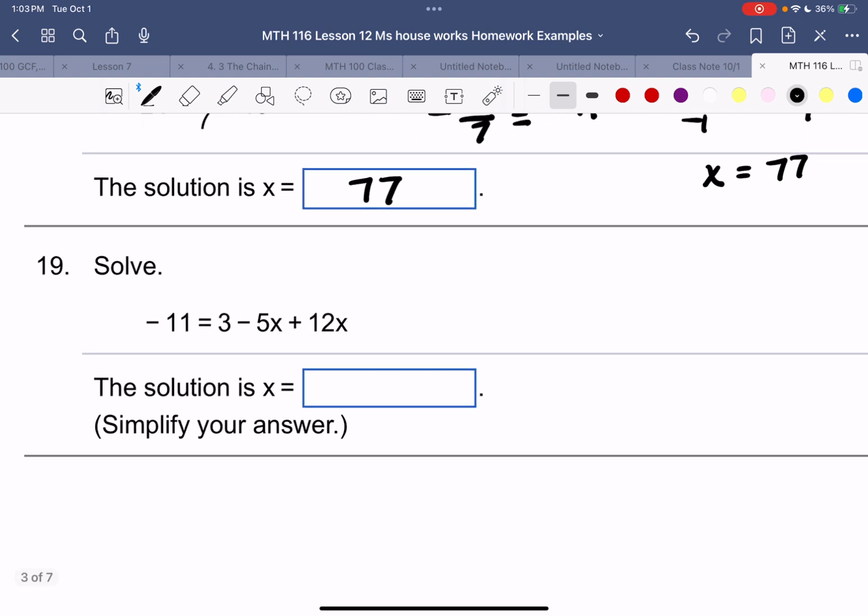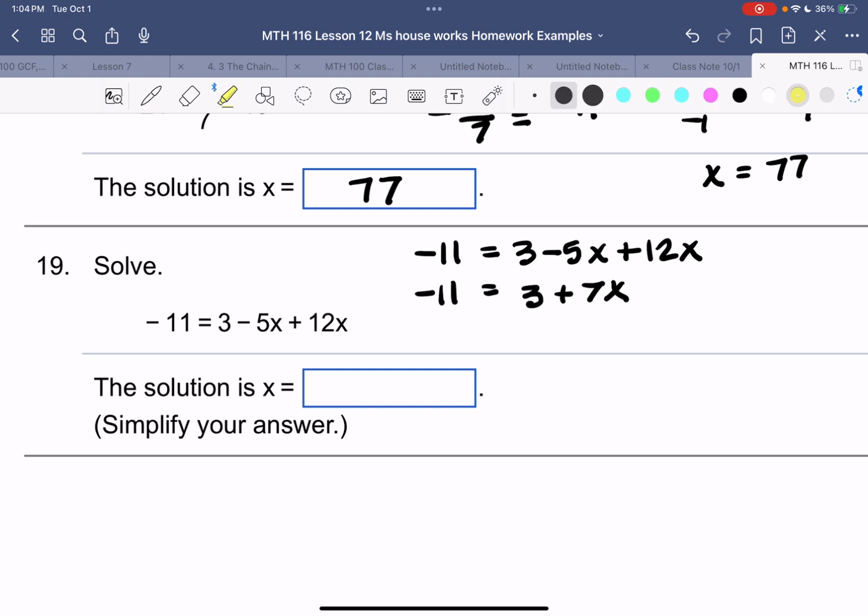Now, if you have any kind of simplification that can be done, you need to do that first. So you're still just going to have two operations to solve the equation, but the first thing I have to do here, negative 11 is 3 minus 5x plus 12x, is I need to clean up that right-hand side of this equation. I have a negative 5x and a plus 12x. That's going to be 3 plus 7x. Now I can start to solve for this x. So I'm going to undo this plus 3 first. I need a minus 3.